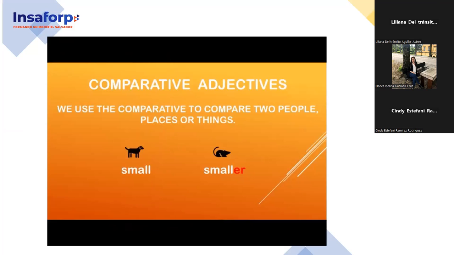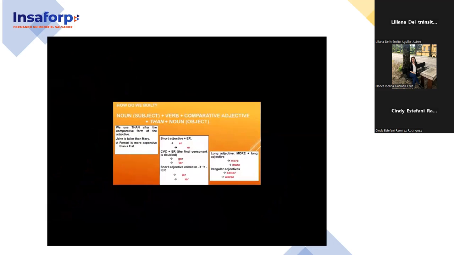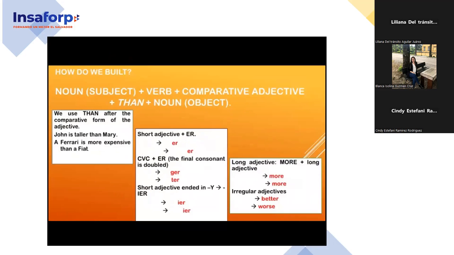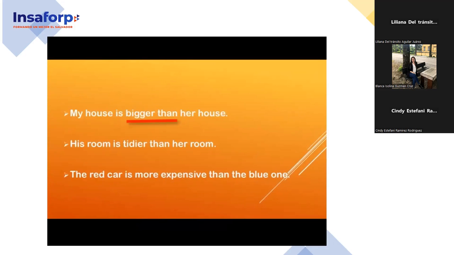We use the comparative adjectives to compare two people, places, or things. They are used in sentences where two nouns are compared in this pattern. Noun or subject plus verb plus comparative adjective plus than plus noun or object. Let's not forget what happens with short, long, and irregular adjectives. Study this chart and take notes as you do so. Take a look at these examples. They are applying the rules. My house is bigger than her house. His room is tidier than her room. The red car is more expensive than the blue one.